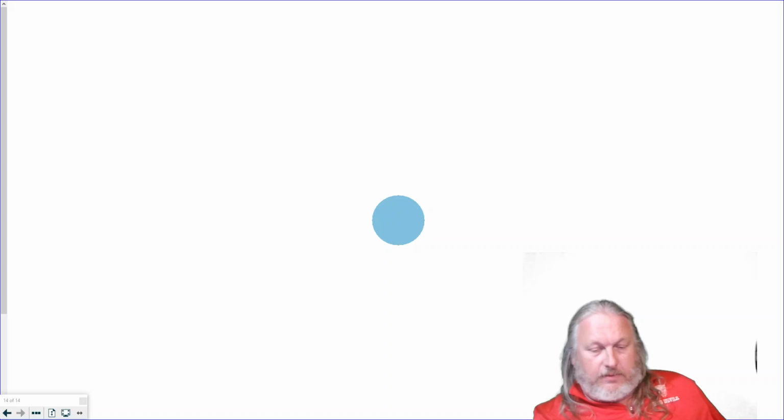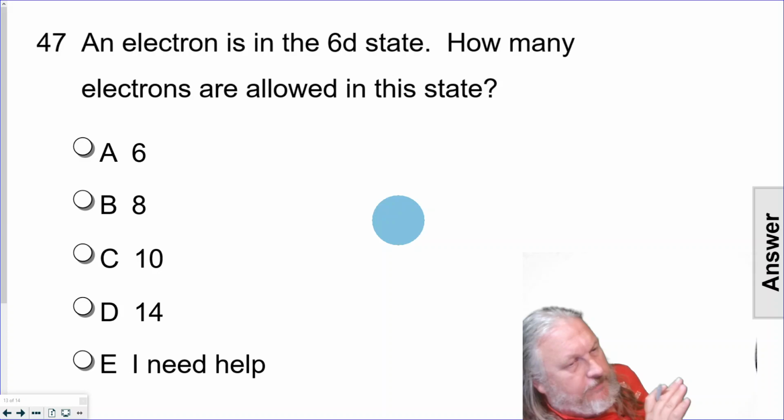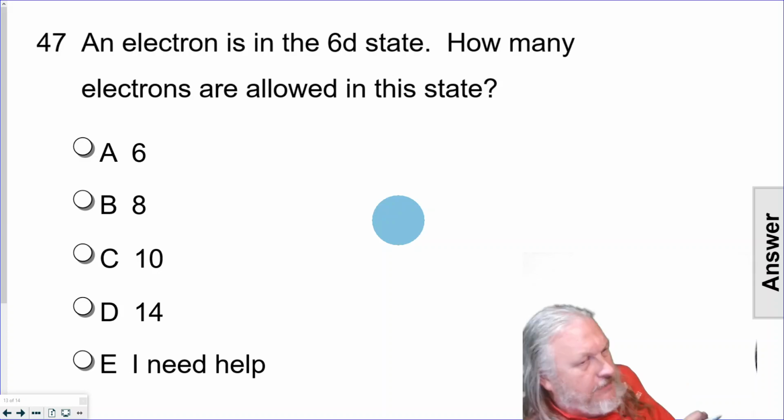An electron is in the 6d state. How many electrons are allowed in this state? So, how many d orbitals are there in the d's? I'll pause. And you should have said 5. So there's 2 electrons in each of those subshells.